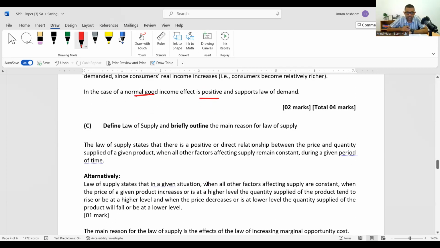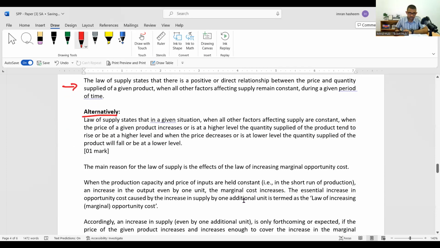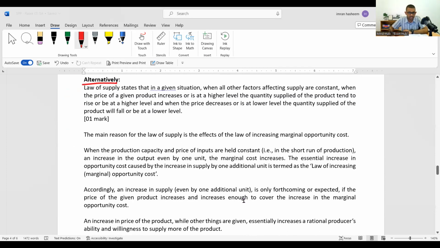Then law of supply. Again, the definition. There's an alternative method also, but this is what we recommend. Try to use that. The alternative method is also okay, no problem. One mark there. Then the reason for law of demand.